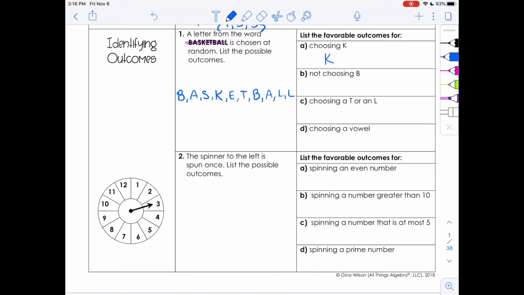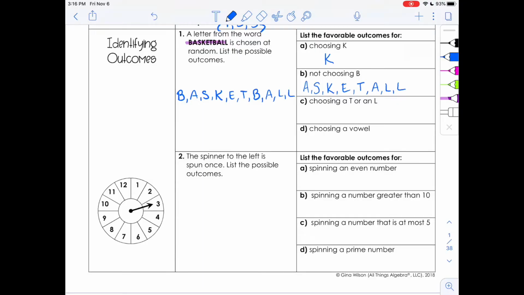All of our outcomes of not choosing the letter B. So if we're not choosing B, we could still choose A. We could still choose S. We could still choose K. We could still choose E. We could still choose T. We could still choose our second A. We can still choose L and our second L. We just don't want to choose the letter B. So those are all of our favorable outcomes, not choosing B.